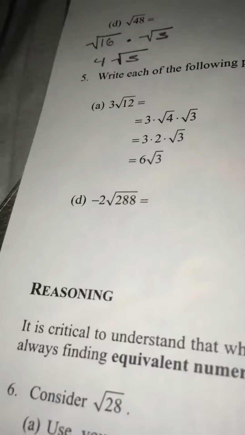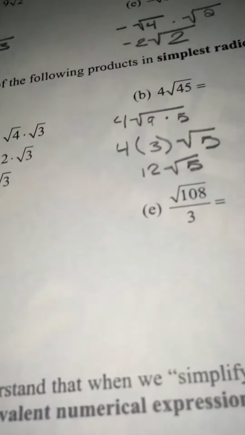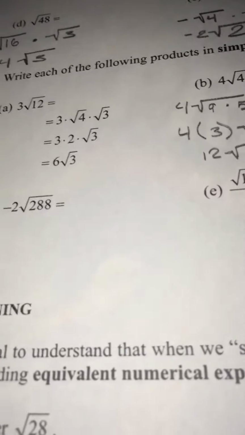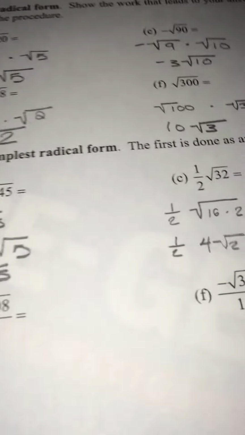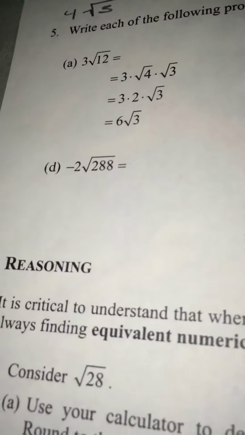Now, from the continuation of part 3, we were starting to do writing radicals in simplest form, and we were actually doing an excellent job to be honest. So let's continue. D, -2 square root 288.